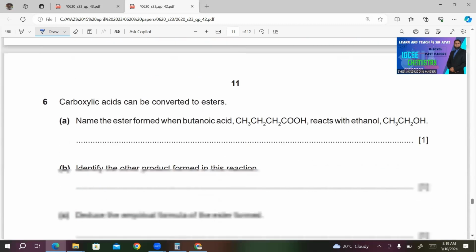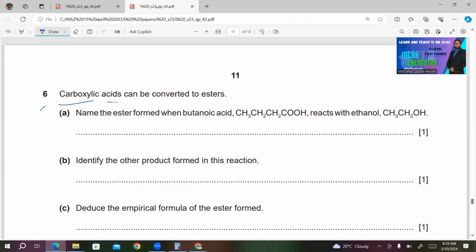Moving to next question. Number 6, carboxylic acids can be converted to esters. A. Name the ester formed when butanoic acid CH3CH2CH2COOH reacts with ethanol CH3CH2OH.